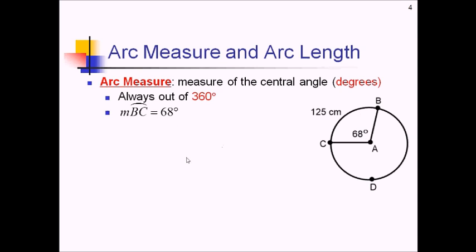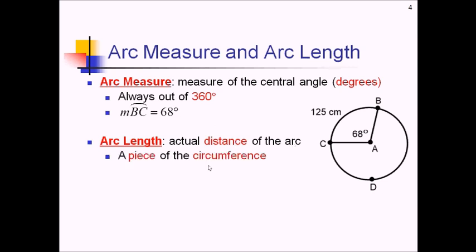Now, arc length is a little bit different. Arc length is the actual distance of the arc. So this is just a piece of the actual circumference, and there's distance units. For example, we could say that the length of arc BC is 125 centimeters.